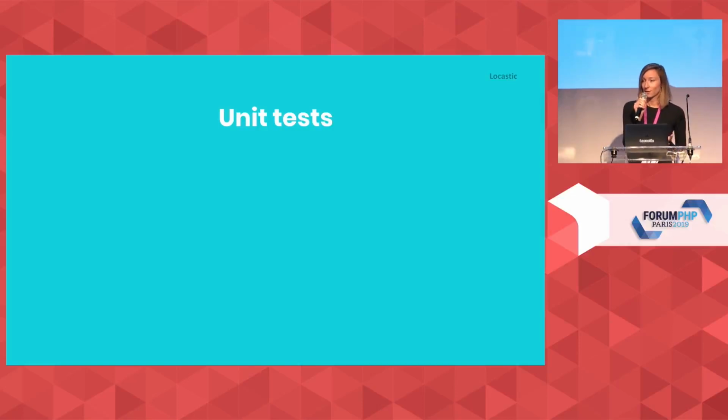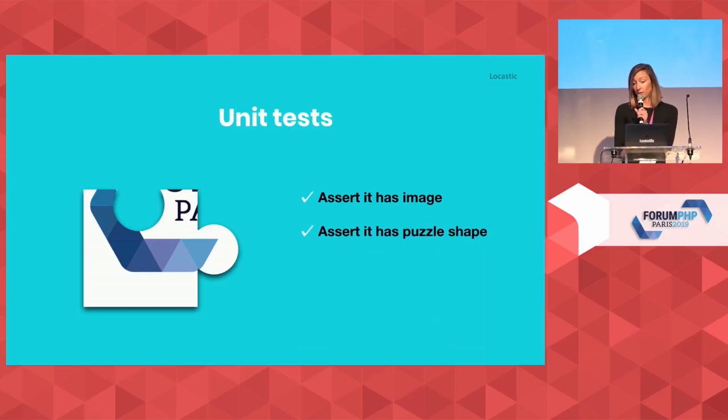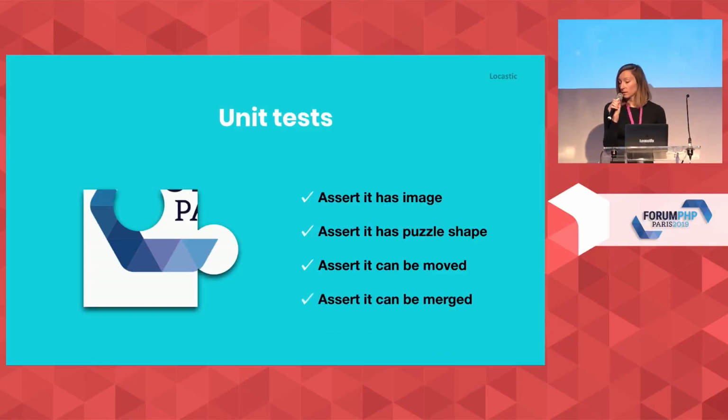Okay, so first of all, we want to cover as much as we can with unit tests. We have here a single piece of a puzzle, so let's think what features it should have. It needs to have some picture, it needs to have some shape of a puzzle, we need to be able to move it around and merge it with other puzzles. So we will make those assertions. First we'll assert it has an image, it has a puzzle shape, assert it can be moved, and assert it can be merged. When asserting that it can be merged, we actually need some other puzzle, that's some other piece of code. And here, because these are unit tests, we will mock that other puzzle and assume it works as we expect.